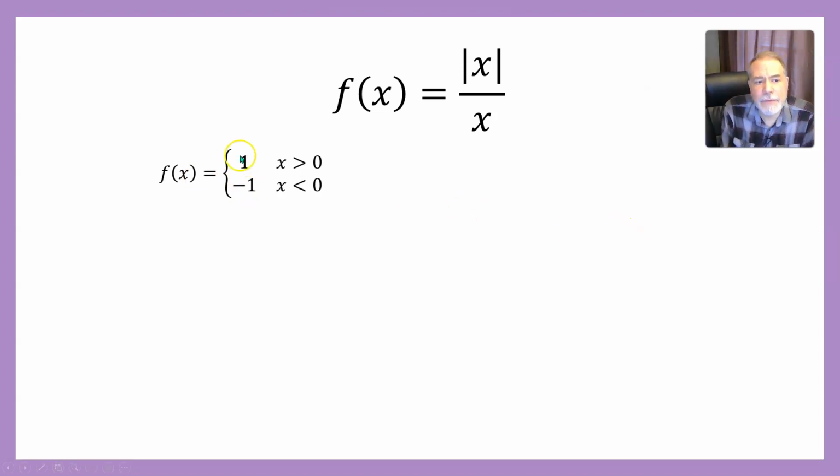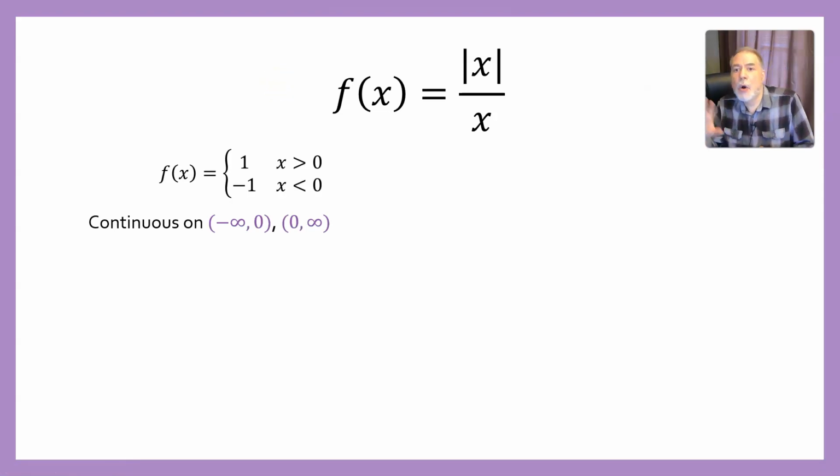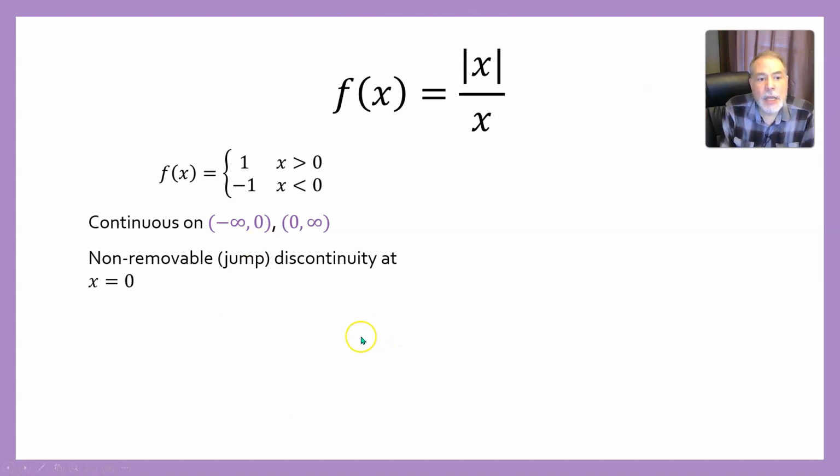So you have completely different things happening on either side of 0. And so as long as we stay on one side or the other of 0, the function is just always 1, or it's just always -1. It's nice and continuous. It is continuous on the interval from -infinity to 0, and also on the interval from 0 to infinity. But right there at 0 is where we have this sudden jump from -1 up to +1. So there's a non-removable or jump discontinuity there at x equals 0.